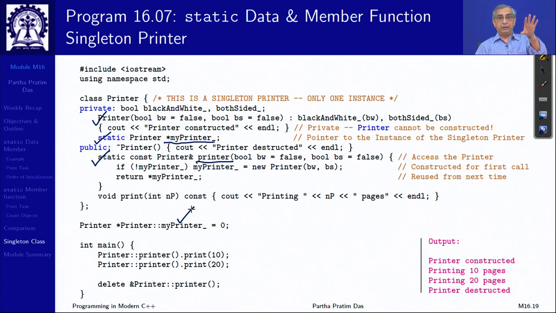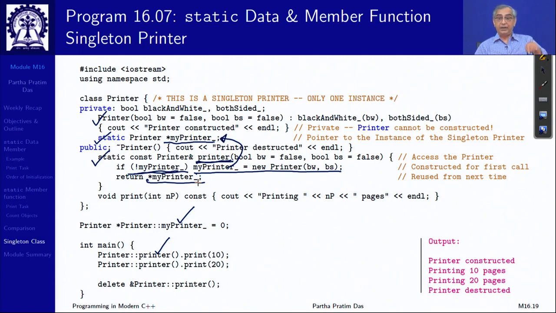So, what will happen when the system starts? This pointer is null, which tells me that there is no printer. Now, whoever wants calls this printer static member function. As it is called, I check, is this pointer null? If it is null, there is no object constructed so far. If it is not null, then the object has been constructed. So, if it is null, I do a new, construct the object, put that pointer to this and return that object.